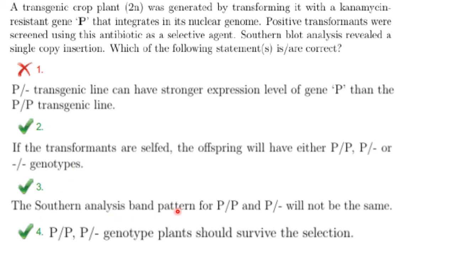Then Southern analysis band pattern for this and this will not be the same. Yes, you will get different band pattern. Then PP and P minus genotype plants should survive the selection. Why? Because they are positive transformants having kanamycin resistance gene P. So they will survive the selection.